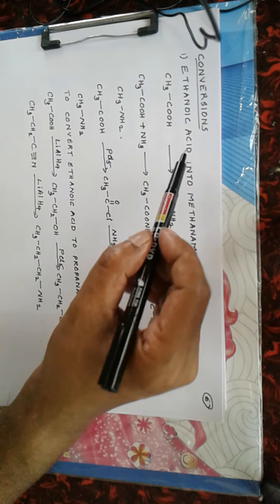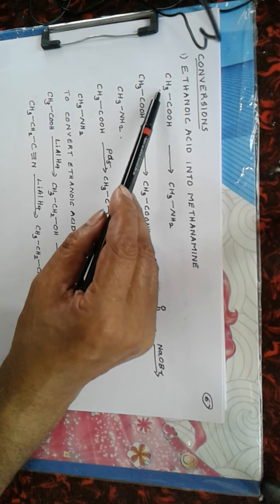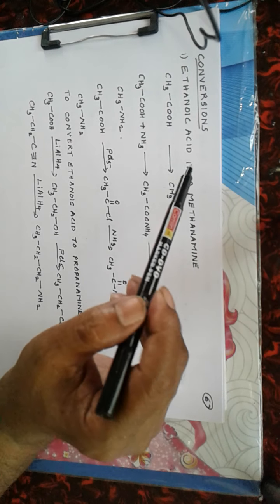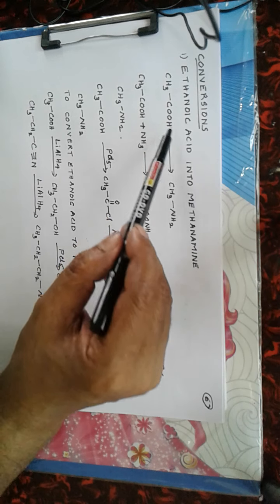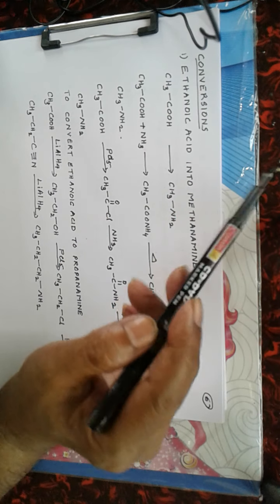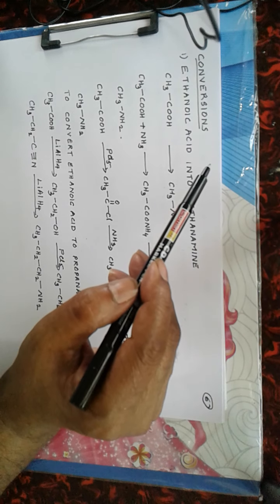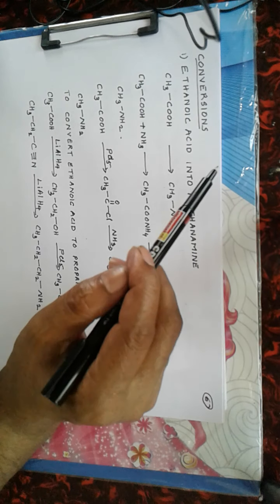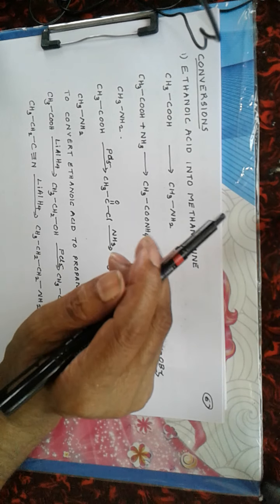Coming to some conversions, that is ethanoic acid into methanamine. Ethanoic acid is CH3COOH, acetic acid. Methanamine is CH3NH2. Now here one carbon atom is lost. So we can guess the reaction of amine derivatives, which will give amine as a product.